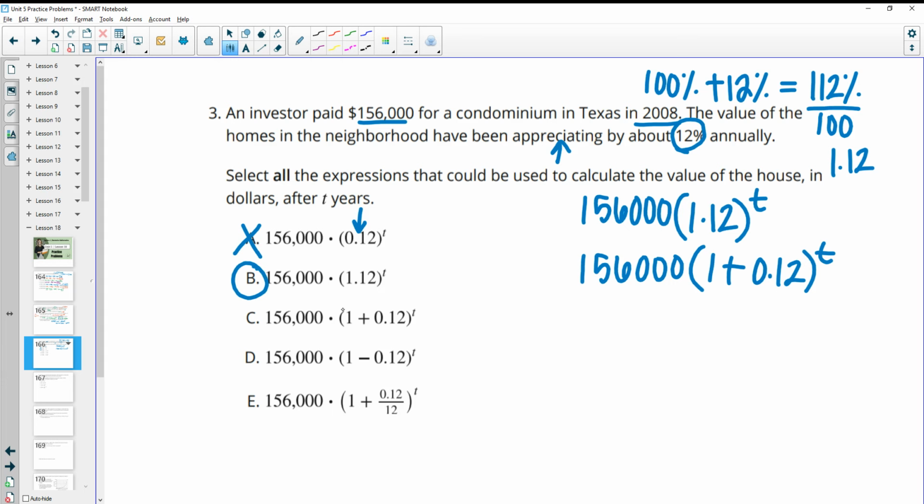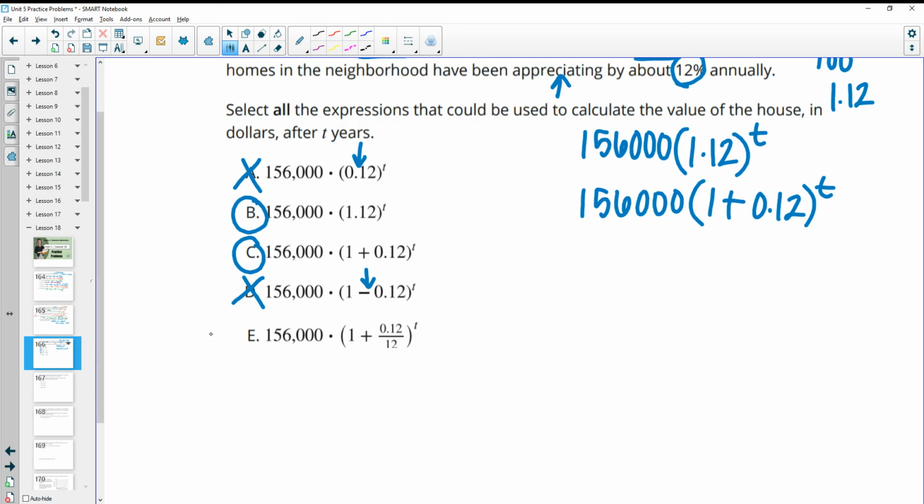C is great. 100% plus 12%, just written as decimals. D is acting as if it's depreciating by 12%, and that's not what it said. It said appreciating, increasing. So this one would not be correct. And then E is dividing the rate by 12, which is looking at doing it as if it was raising 12% and we were giving it back monthly, but this is not what we want. Okay, we want 12% per year.